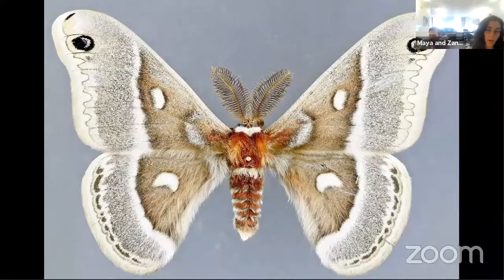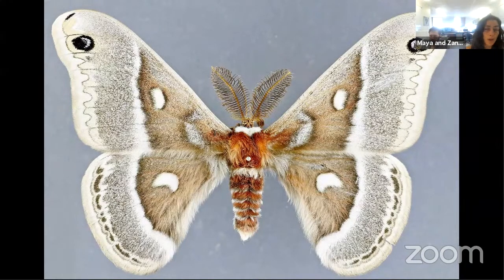An example of what we've done with this system is this moth right here. This is a giant silk moth, and it actually is the largest moth that you could find in North America. You could see the hairs on this moth and the scales, the antenna, a lot of detail in it. This is a beautiful image done on the system.